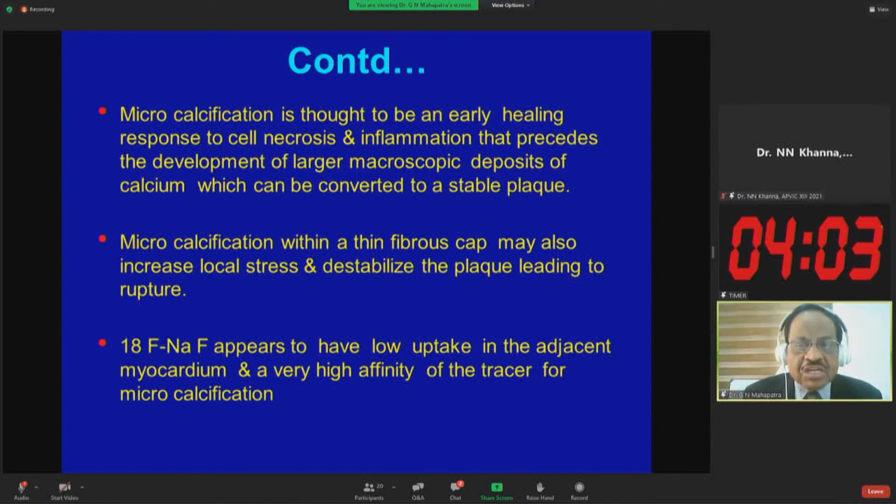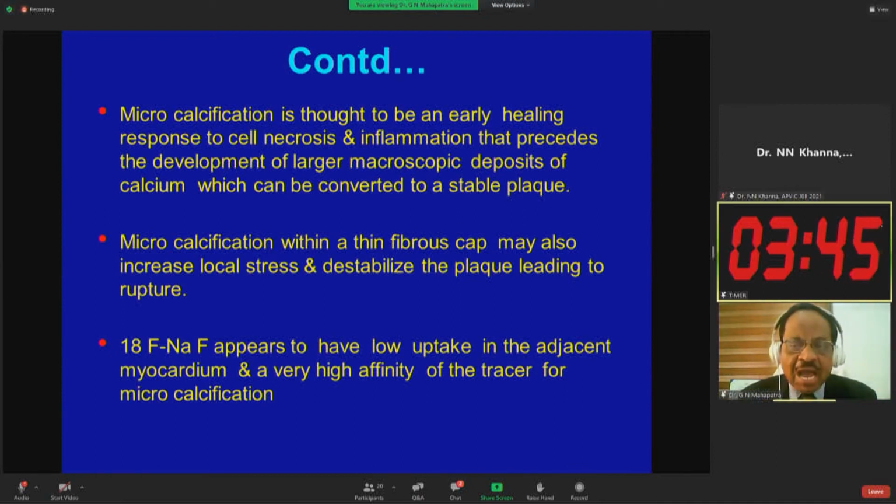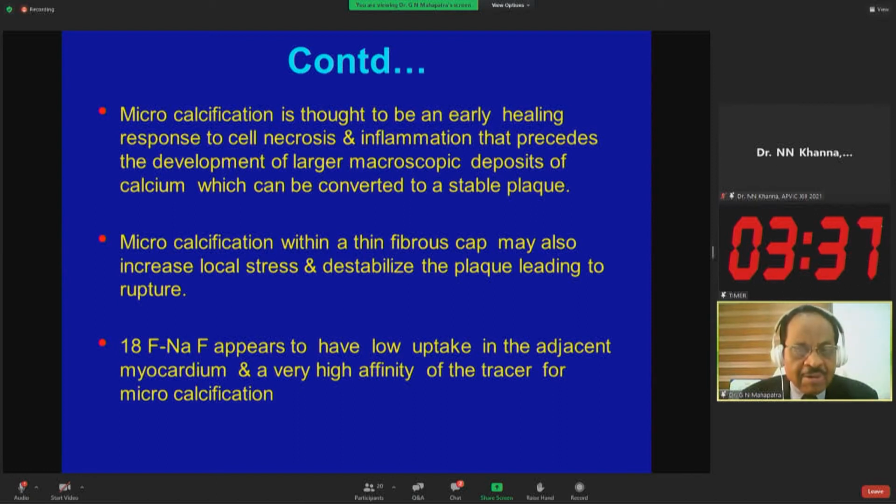So microcalcification is thought to be an early healing response to cell necrosis and inflammation that precedes the development of larger macroscopic deposits of calcium, which can be converted to a stable plaque. So we can detect the microcalcification; in the fibrous cap it may also increase local stress and destabilize the plaque, leading to rupture. So F18 sodium fluoride appears to have low uptake in the adjacent myocardium and a very high affinity of the tracer to the microcalcification in the unstable plaque.